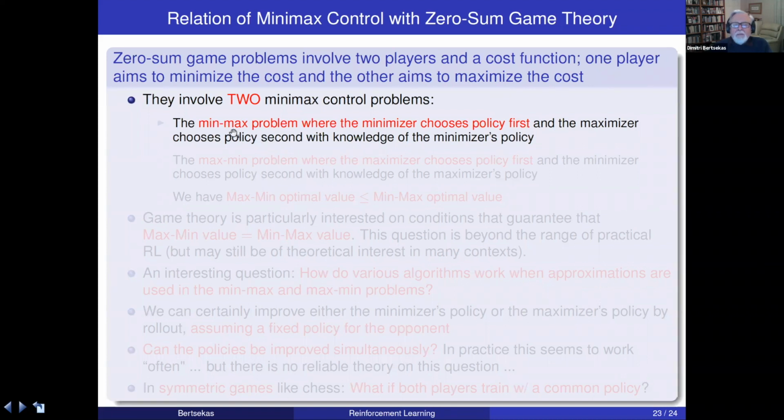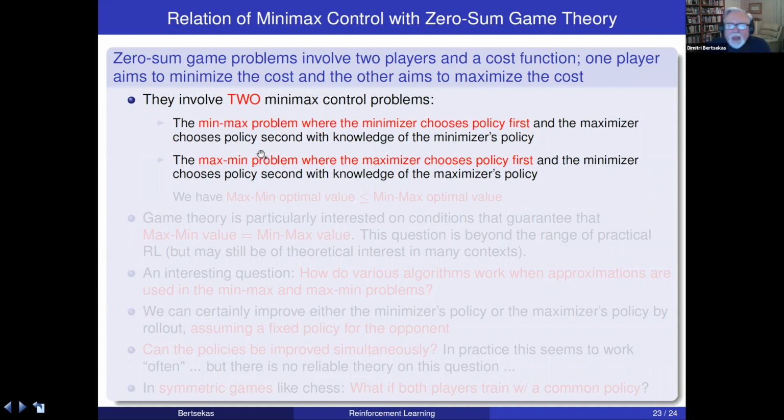The first one is the min-max problem, where the minimizer chooses a policy first, and then the maximizer chooses the policy second with knowledge of the minimizer's policy. The max-min problem is like a min-max problem with signs reversed, okay? We have the maximizing player choosing policy first, and then the minimizer looks at the policy that the maximizer has chosen, and then chooses his own policy afterwards. Now, these two problems are different, okay? And they have different optimal values.